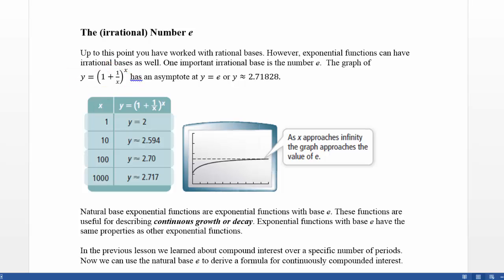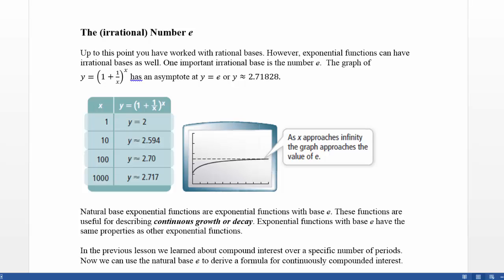Now what you may be thinking to yourself is that this looks very similar to the compound interest formula, except you don't have the rate and a number of compounding periods and you don't have a time with it, but it's a very similar setup. Well, if you were to graph that particular function, you would end up with an asymptote that is approximated at about 2.71828. That number is what we call the irrational number e.